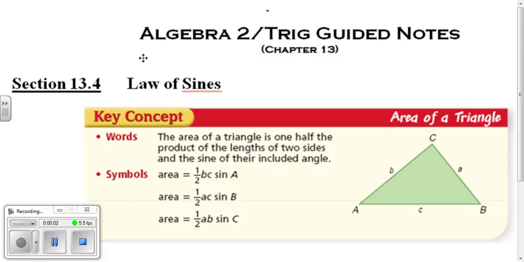Lesson 13.4 is going to focus on the law of sines, but before we get to the law of sines, we're going to be looking at the area of a triangle.